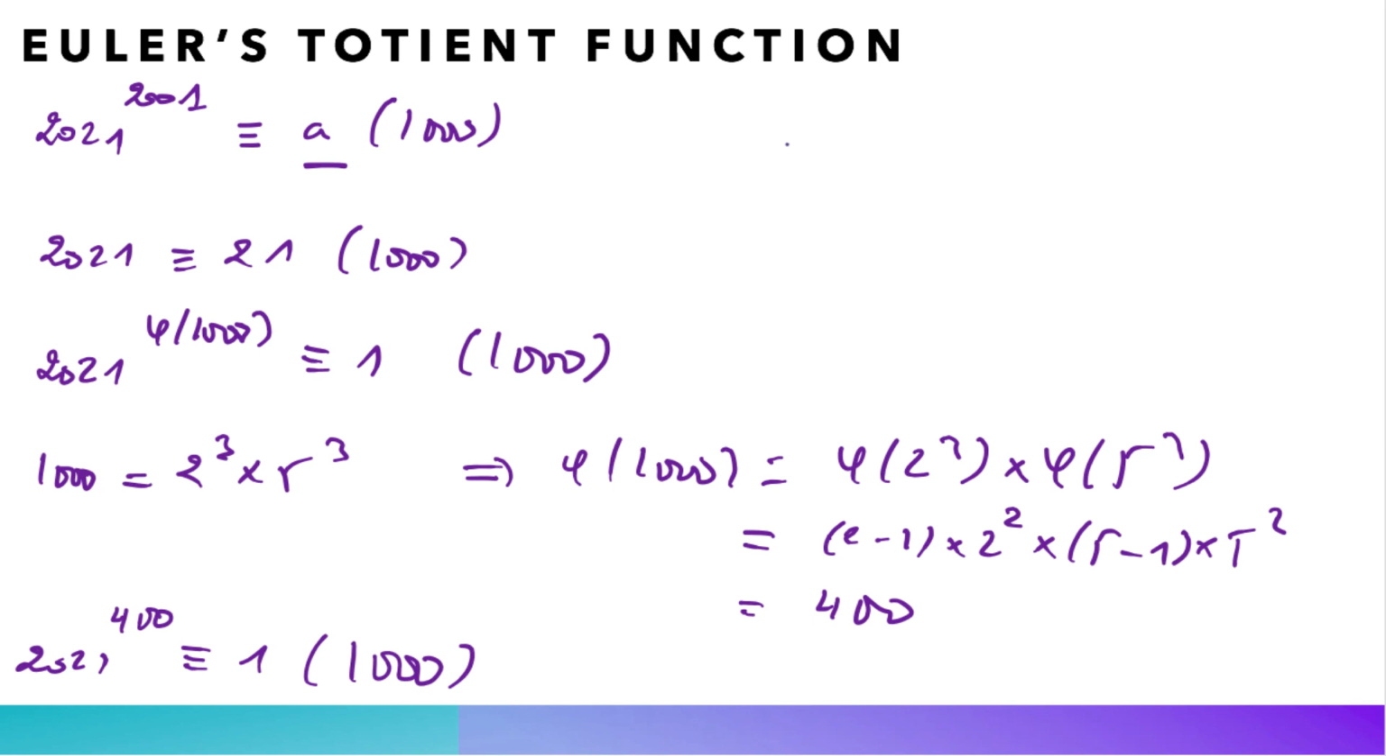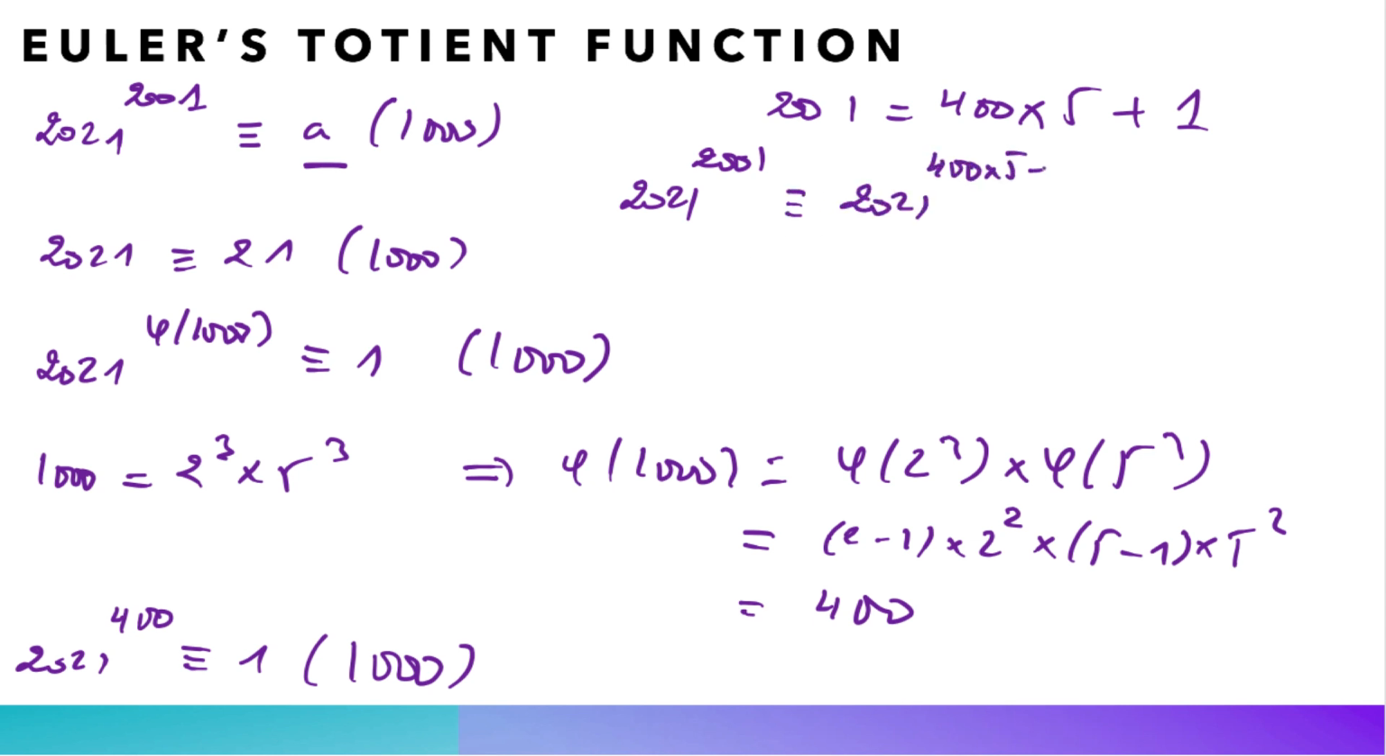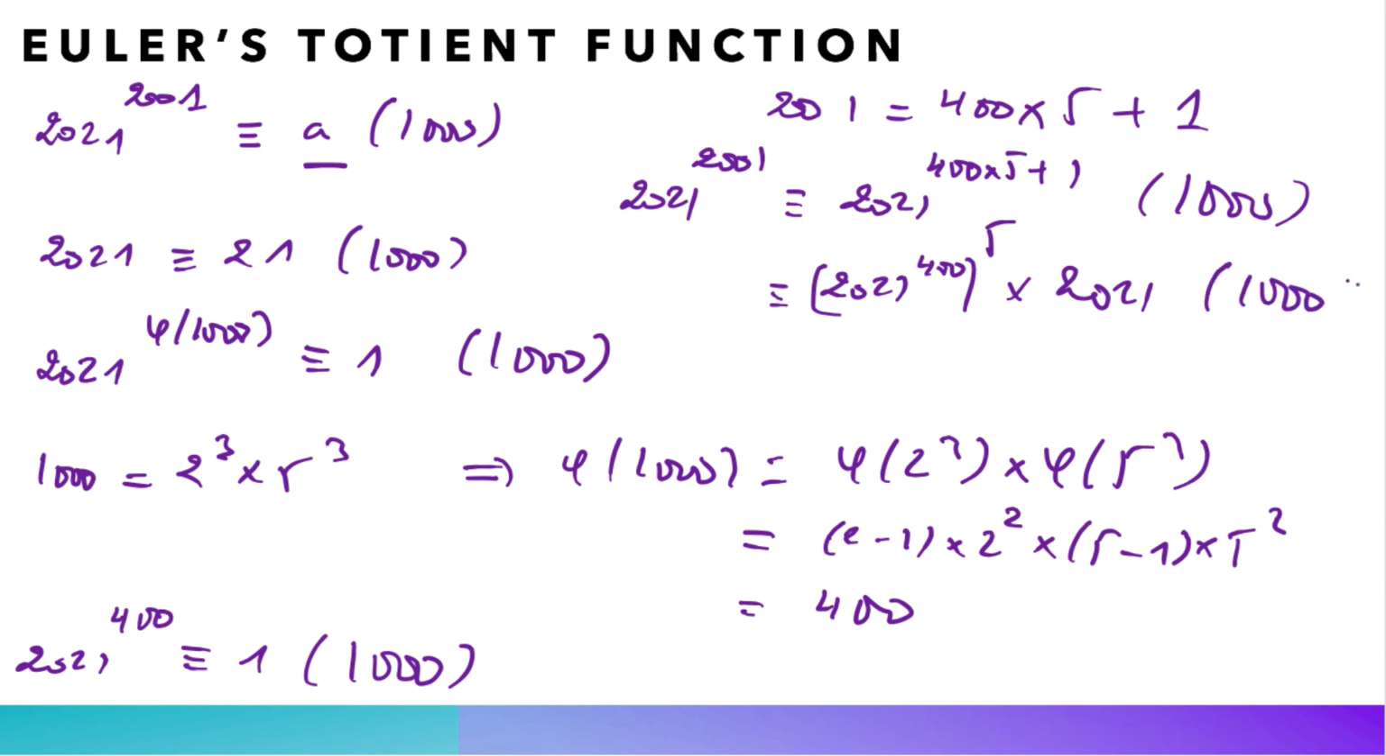Now we know from here that 2001 is equal to 400 times 5 plus 1, which gives that 2021 to the power 2001 is congruent to 2021 to the power 400 times 5 plus 1, of course modulo 1000, and this is congruent to 2021 to the power 400, all to the power 5, times 2021, modulo 1000 still. This here gives us 1 modulo 1000, and this is due to Euler's theorem. So we get here that this is congruent to 2021 modulo 1000, which is congruent to 021 modulo 1000.